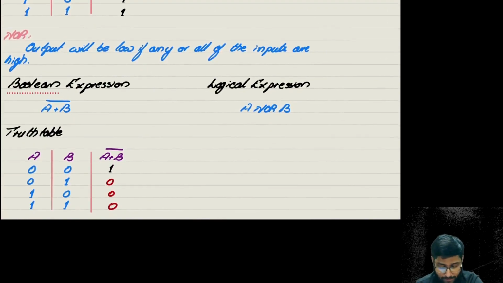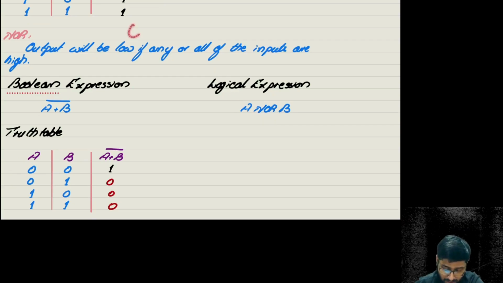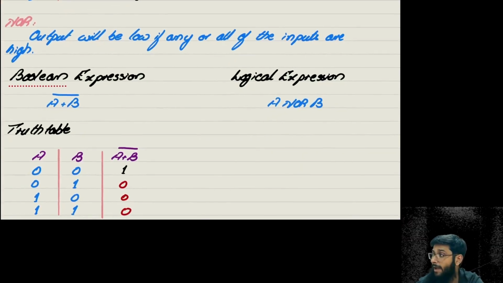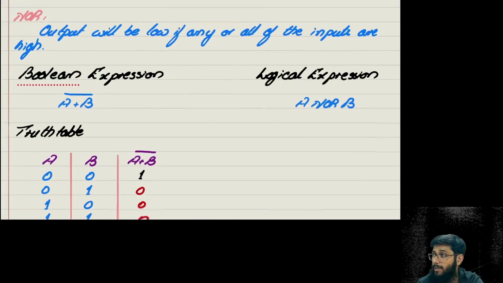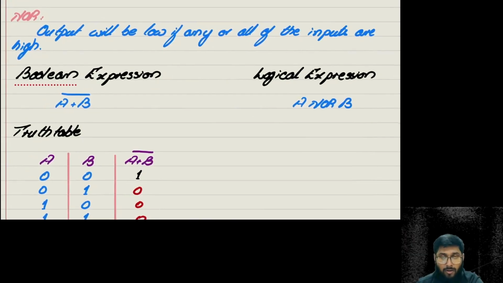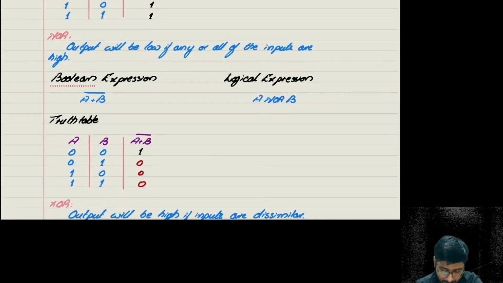Coming towards the NOR gate. Now what does the NOR gate say? Do remember it's the reverse of the OR gate. So the NOR gate says that the output will be low, the output will be a 0 if any or all of the inputs are high. If any or all of the inputs are high, in this particular condition the output is going to be low. So when it comes to the Boolean expression, we do represent the NOR gate.